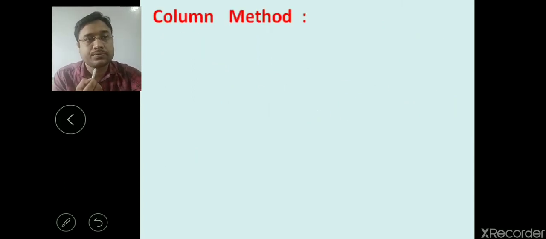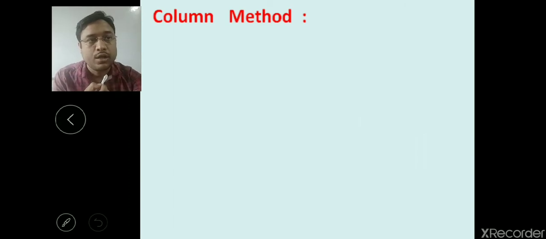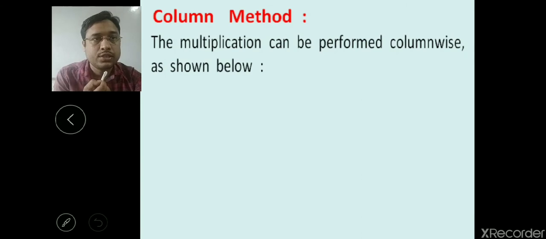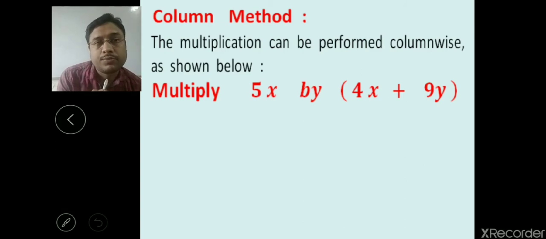Now next, the column method for multiplication of a monomial and a binomial. So this we can do like this. Here you can see 5x by 4x plus 9y. Here 5x is the monomial, and 4x plus 9y has two terms, 4x and 9y, so it is a binomial.